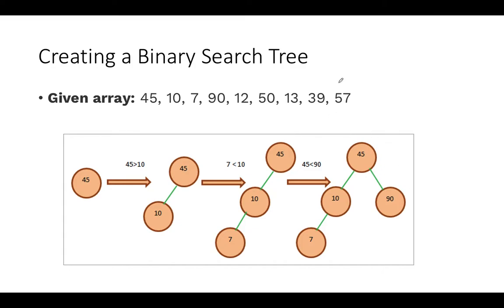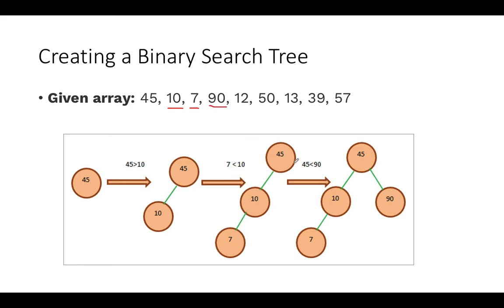How do we create a binary search tree? Let's assume we want to create a binary search tree with these numbers. First we create the root node, 45, and then we want to add the 10. Because 10 is less than 45, 10 has to be in the left. And then we want to add 7. Because 7 is less than 45, it has to go to the left, and it's less than 10, so it has to go to the left of the 10 again.